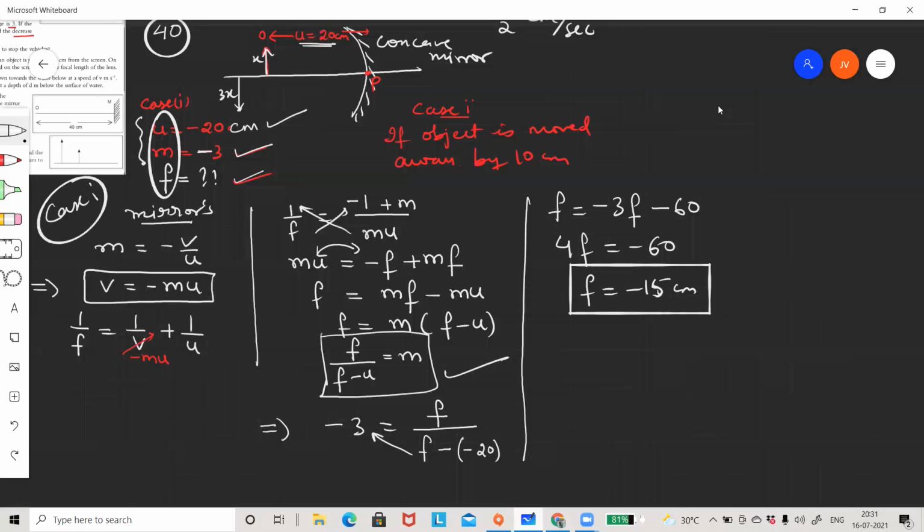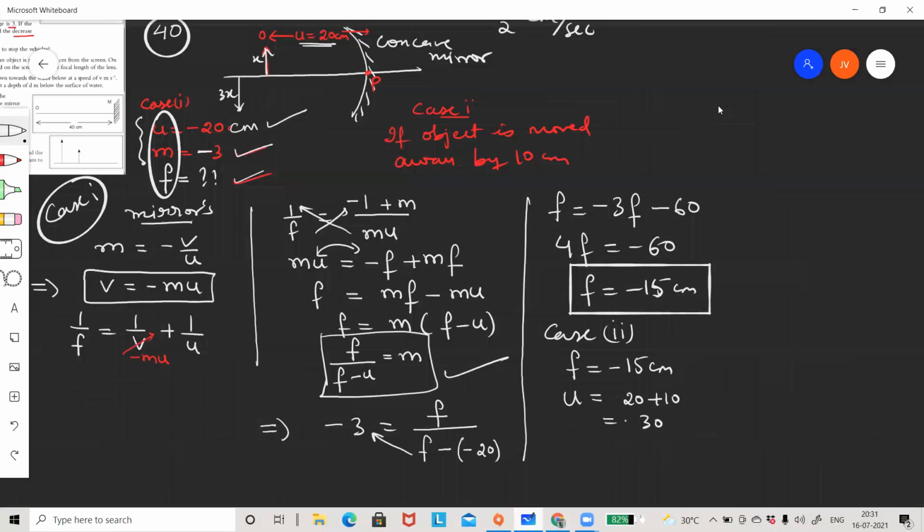From case 1 we found the focal length. Now we'll talk about what the question is. Case 2: we are talking about the same mirror, so the focal length of the mirror is minus 15. This is carried forward. Then what will the object distance be? They said the object is further shifted by 10 centimeter. Earlier it was 20 centimeter away from the mirror. Now a further change of 10 means 20 plus 10, so the object is at 30 centimeter from the mirror.